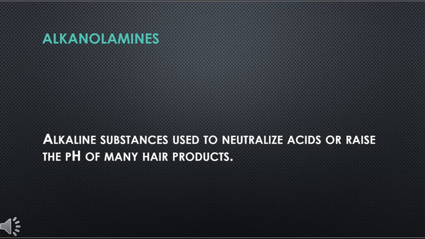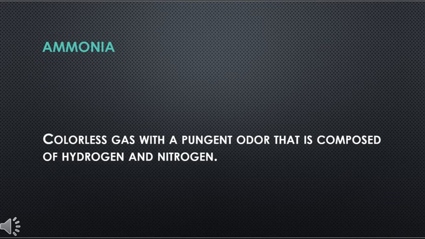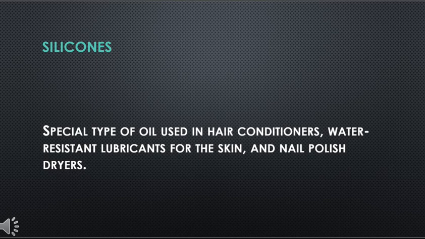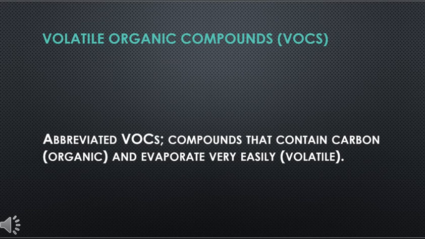Alkanolamines. Alkaline substances used to neutralize acids or raise the pH of many hair products. Ammonia. Colorless gas with a pungent odor that is composed of hydrogen and nitrogen. Glycerin. Sweet, colorless, oily substance used as a solvent and as a moisturizer in skin and body creams. Silicones. Special type of oil used in hair conditioners, water-resistant lubricants for the skin, and nail polish dryers. Volatile organic compounds. Abbreviated VOCs, compounds that contain carbon and evaporate very easily.